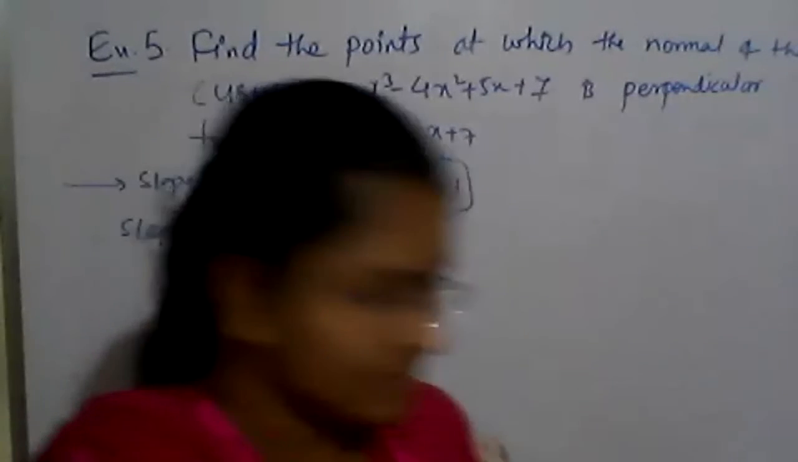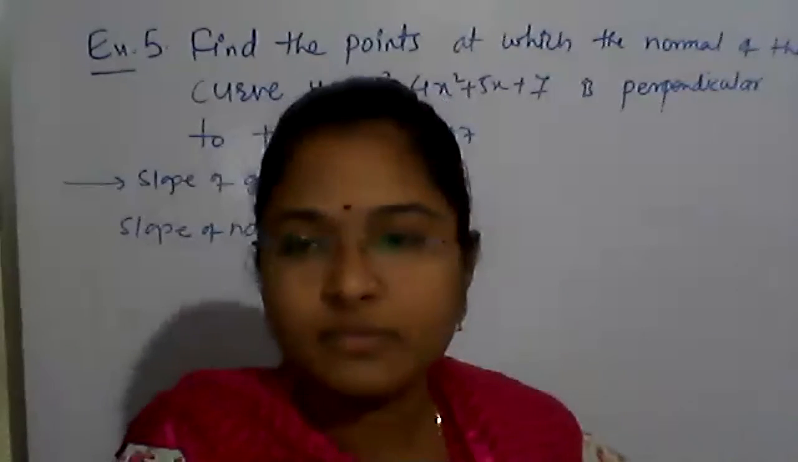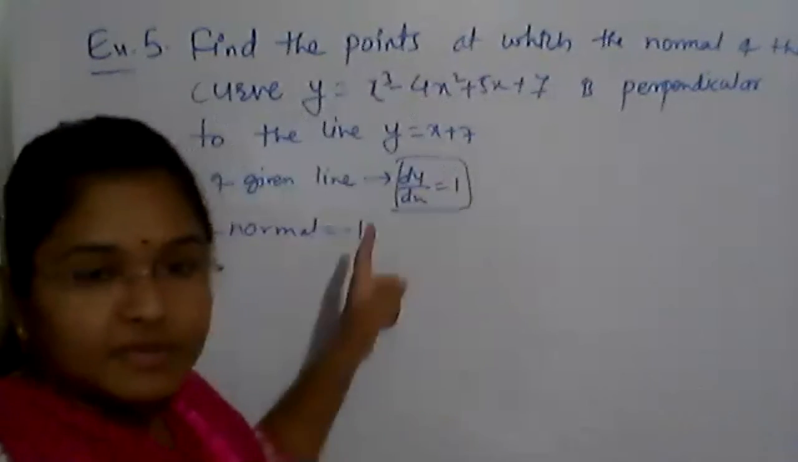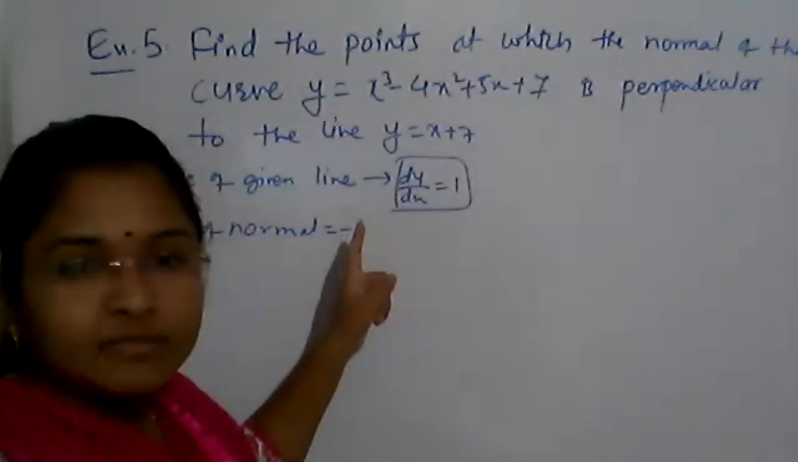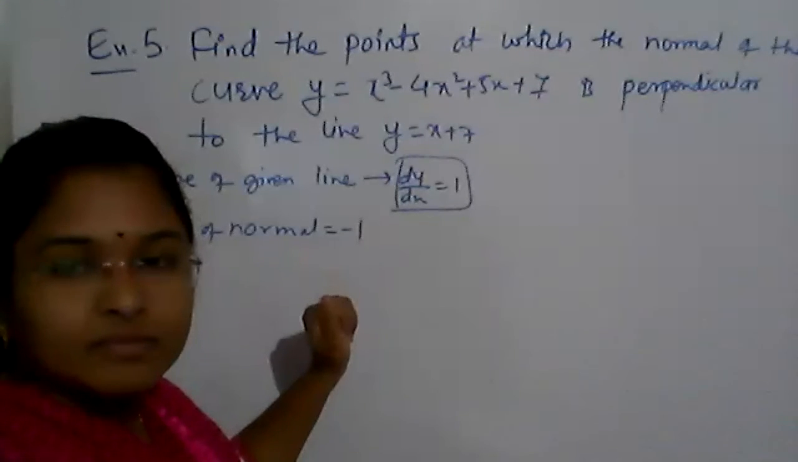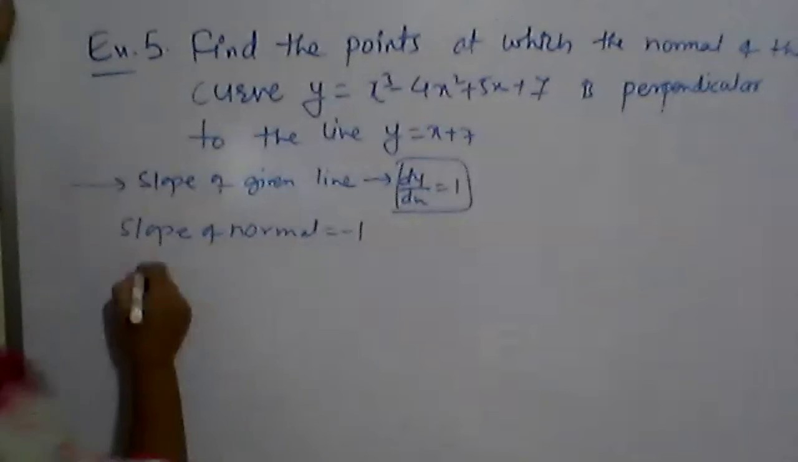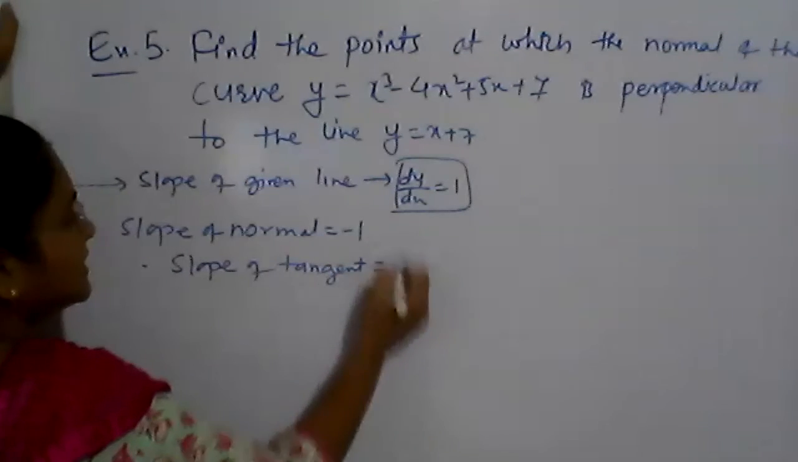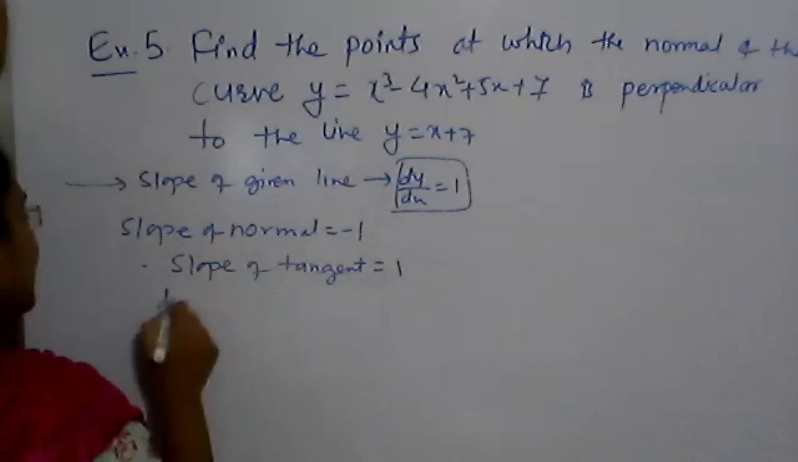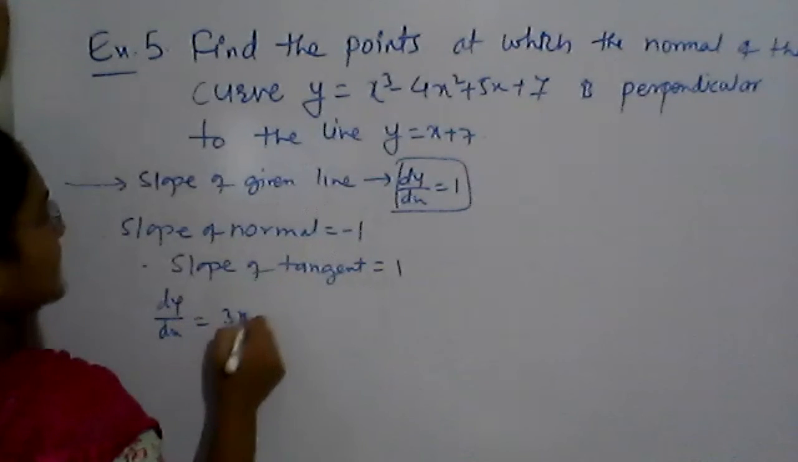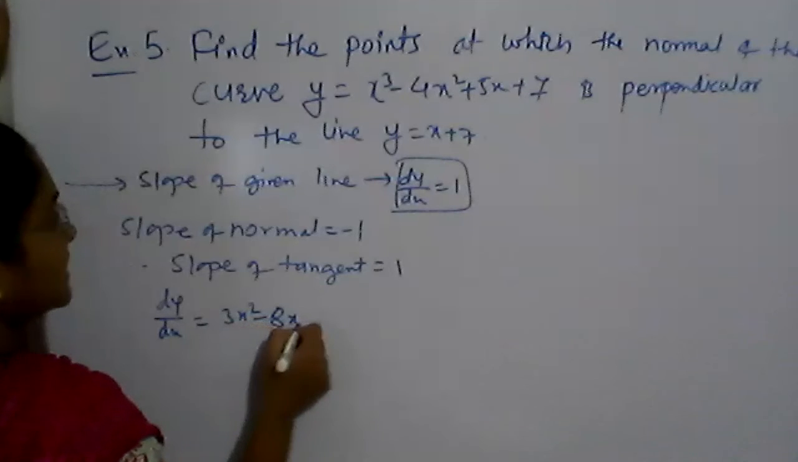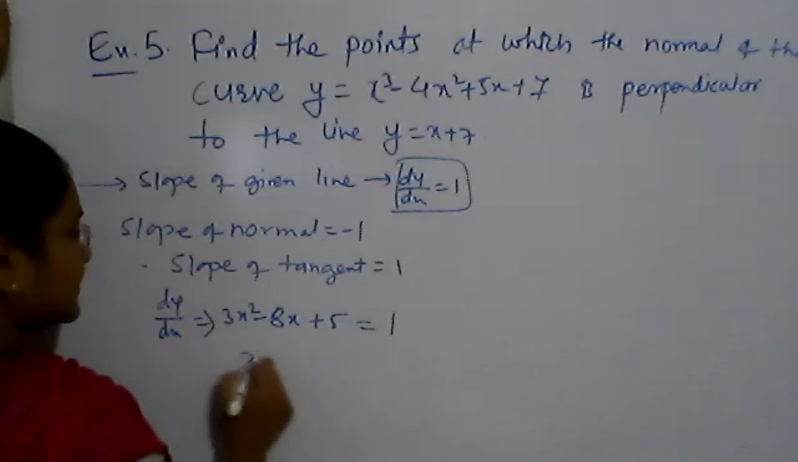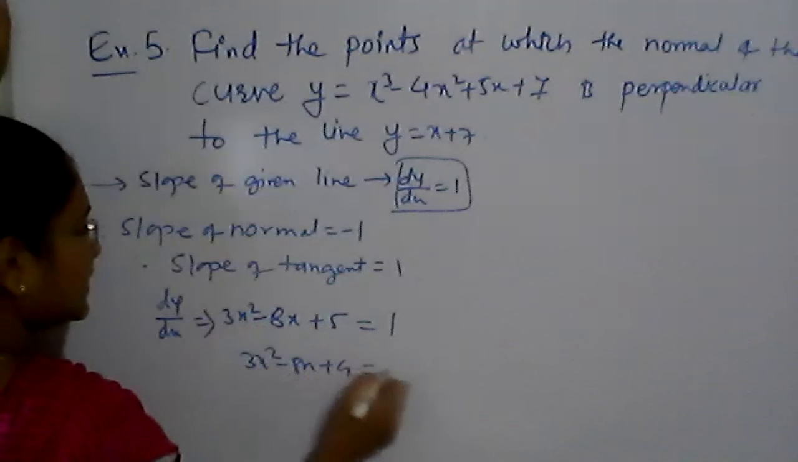Yes, ma'am. Okay, so can we say this? Yes. So therefore, slope of tangent equals to 1. Okay. So here dy by dx is 3x square minus 8x plus 5, and this will be equal to 1. So we have 3x square minus 8x plus 4 equals to 0.